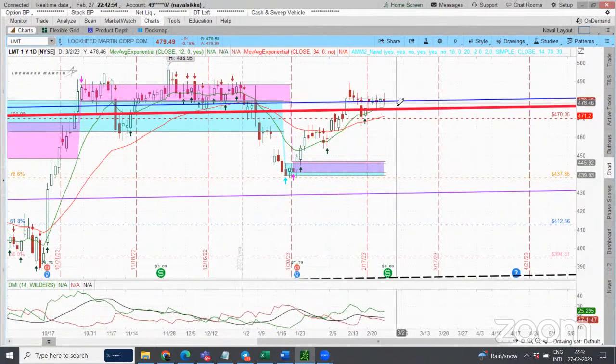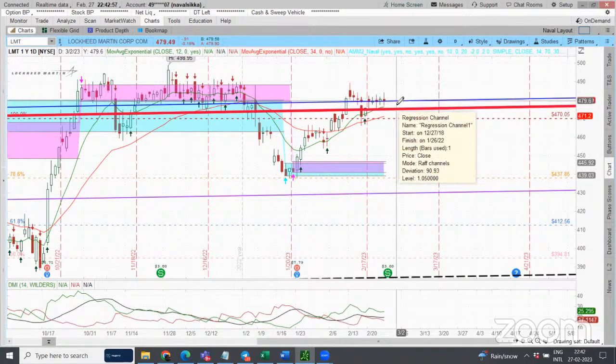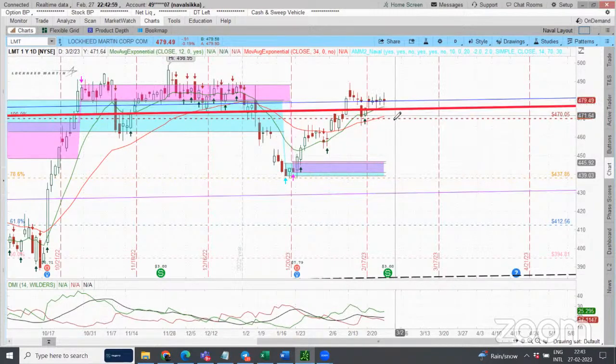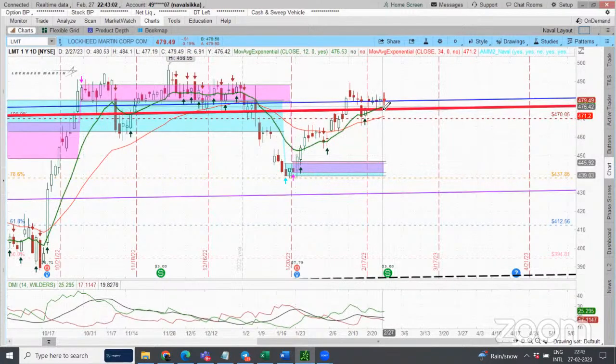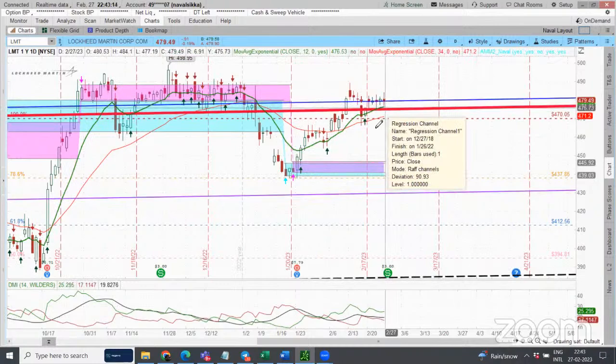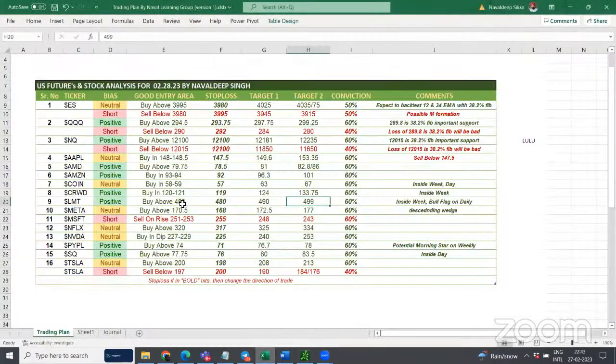So right now we are holding this blue line, and if we break this 12 EMA, which is 476, tomorrow that will be adjusted to cover the $3 dividend. So I think 476, 477 is a really good area for LMT. Stop loss is 476. In the range 478 to 481, this is a range where we can actually buy LMT.